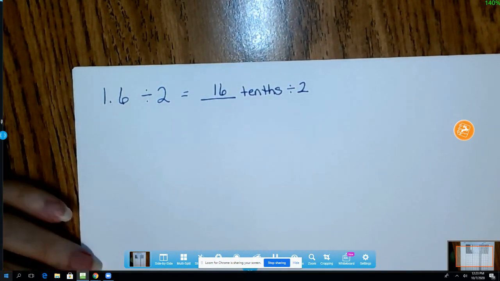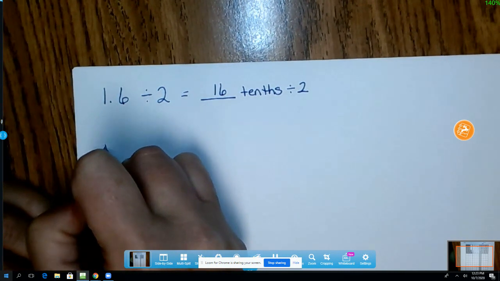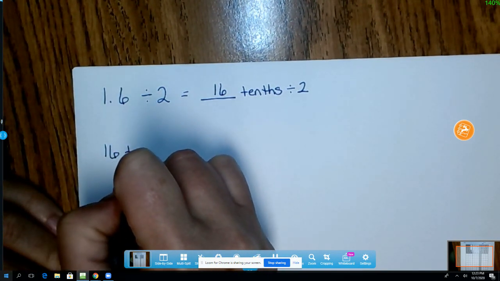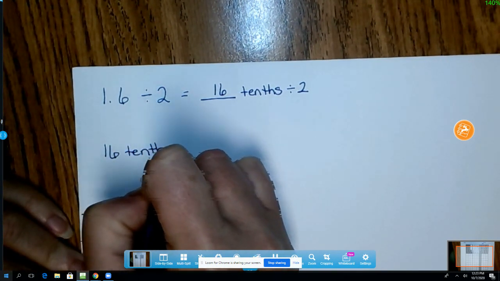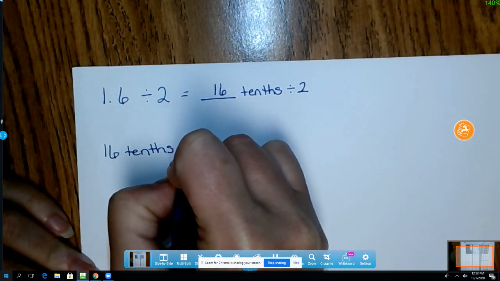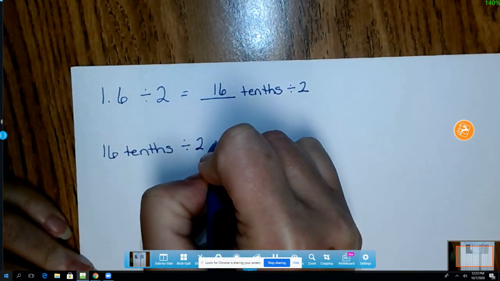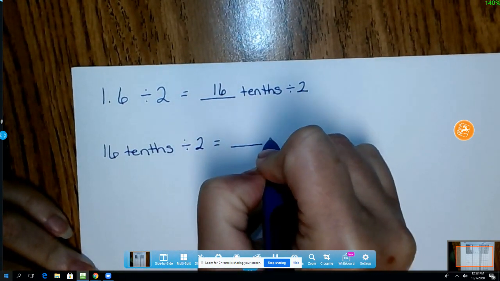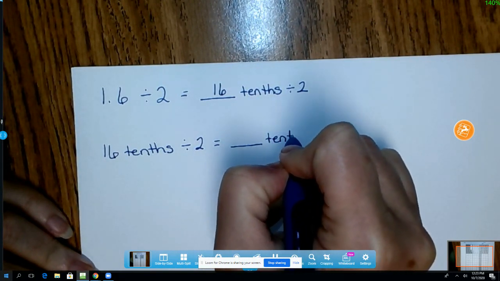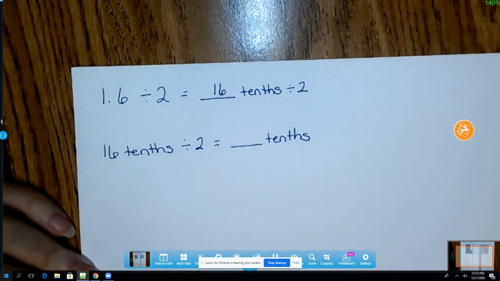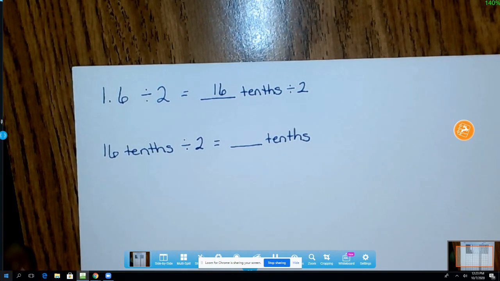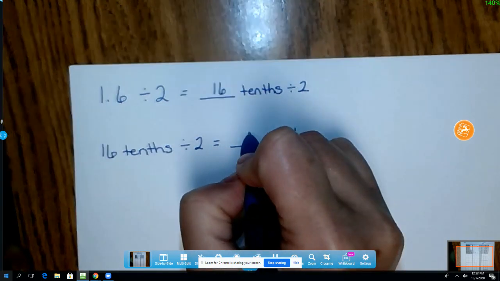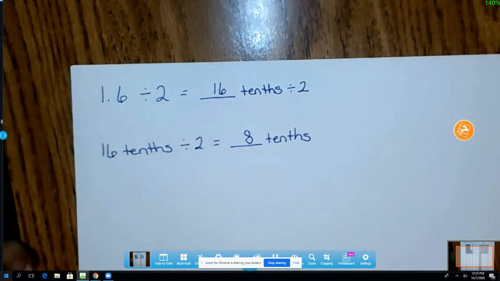Now that I know that this is 16 tenths, I can divide this by 2 and find out how many tenths. So what do you think? How many tenths would be in each group if we divided 16 tenths by 2? If you said 8 tenths, you are correct.